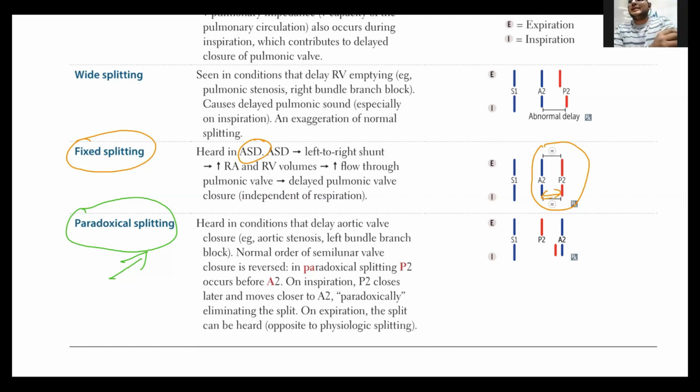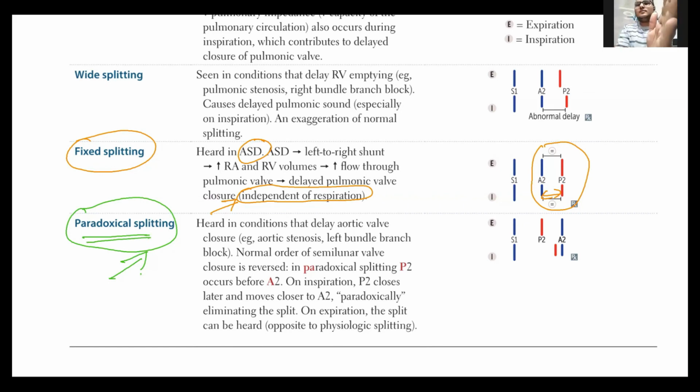This is a fixed delay. The delay is present, but it is fixed, and we cannot appreciate it while listening to the sounds. So it is independent of respiration. It means that when we listen, we cannot appreciate it because both expiration and inspiration have the same delay. It is fixed splitting. Now, paradoxical splitting.